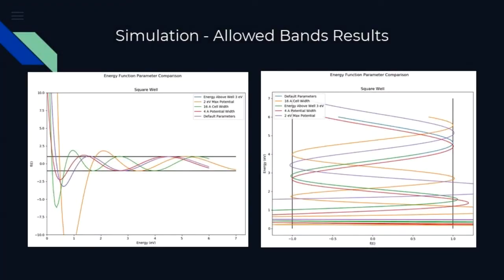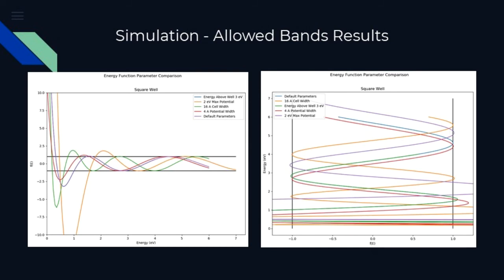Of the parameters we investigated, the height of the barrier had the most impact on the energy function and allowed bands. By doubling the height of the barrier, the resultant allowed bands became much smaller and with larger band gaps between them. Widening the repeating cell, and to a lesser extent decreasing the width of the barrier, resulted in the formation of more, smaller bands that were closer together in energy.